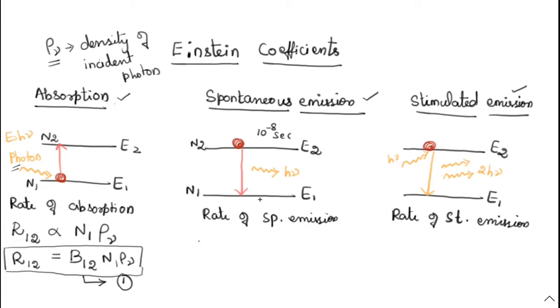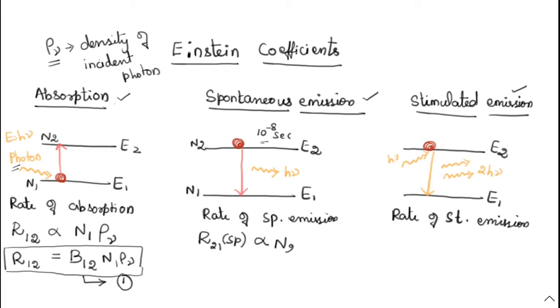So how can we write R21? Two emissions are there, spontaneous and stimulated. To show this I am writing SP here: R21 SP, which is proportional to. See here, there is no involvement of the incident photon, only the number of atoms. Once they complete the lifetime, they automatically come back to the ground state. So it depends on N2.